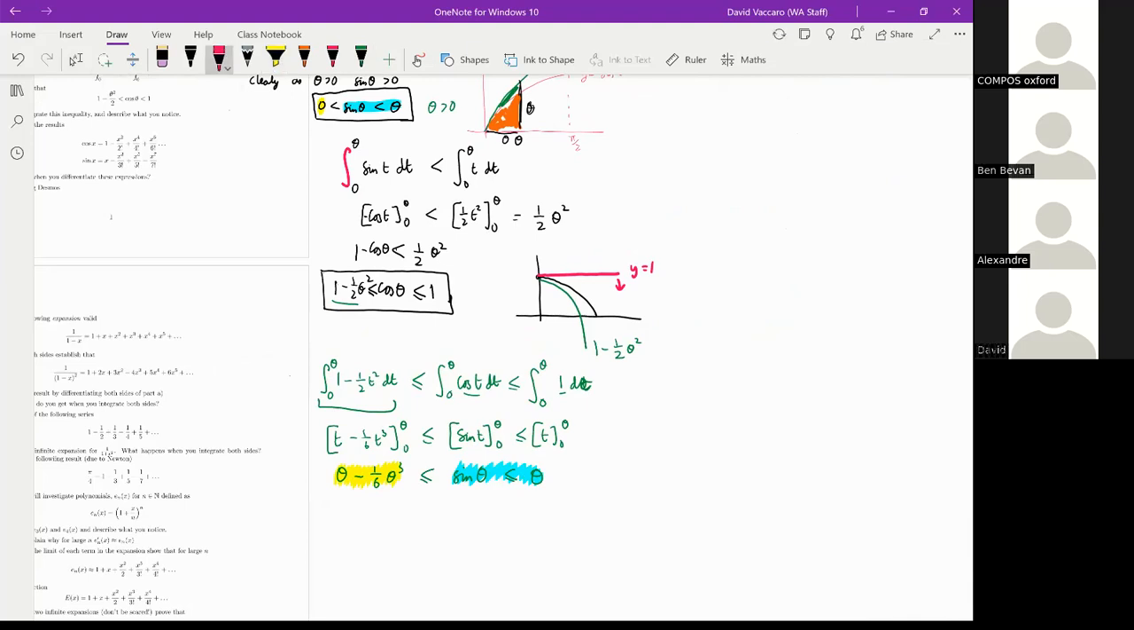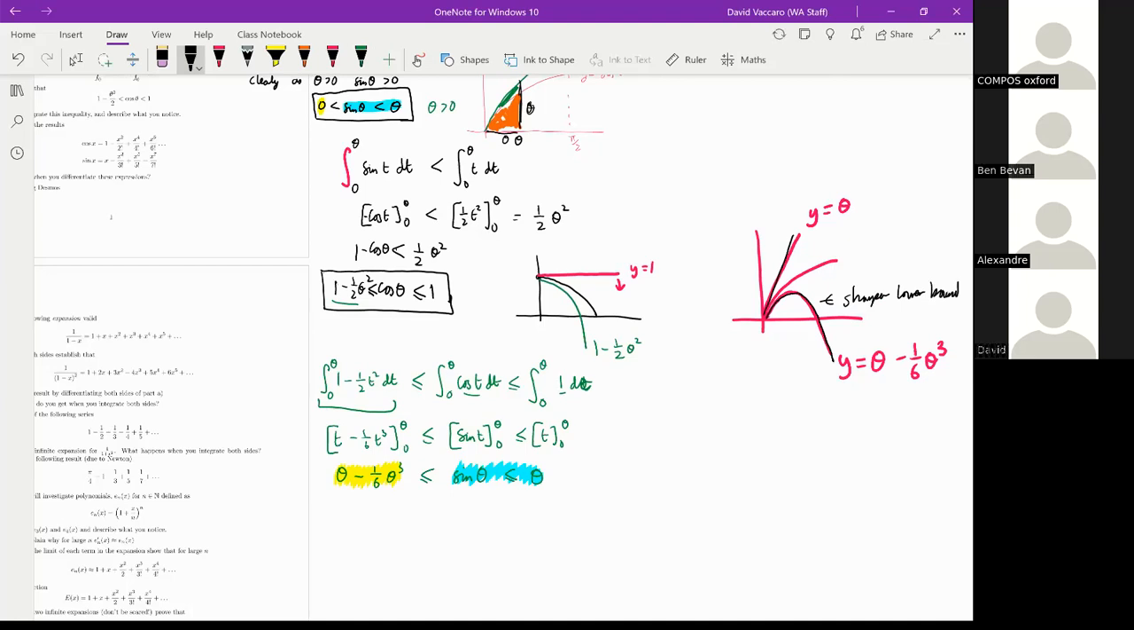So what we've established is that my sine graph, y equals sine theta, lies beneath its tangent, which is y equals theta, but lies above this cubic function. So what we've done is we've sharpened up the lower bound. So this is a sharper lower bound.